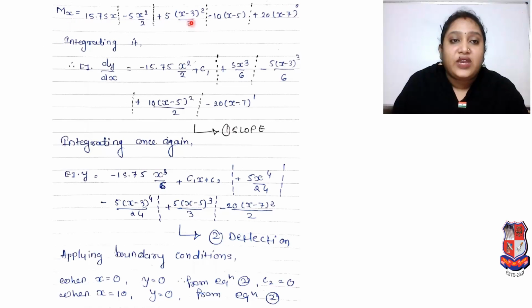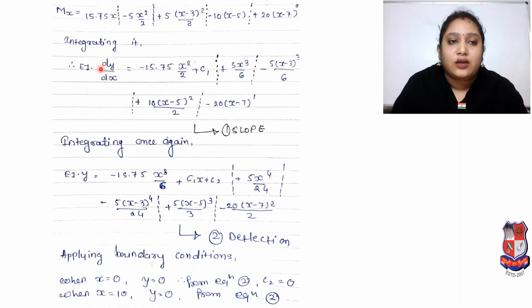What we have to do? We have to integrate it. So if we integrate it, as per the equation given, EI into dy by dx is equal to minus Mx. So minus Mx will be there, and that value's sign will be changed. Here this will be minus, here plus, minus, plus and minus.